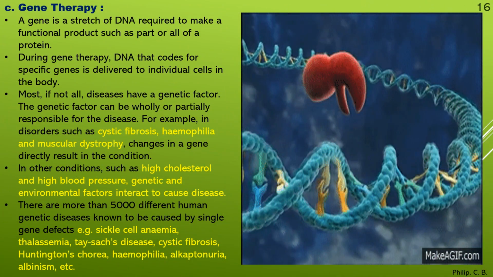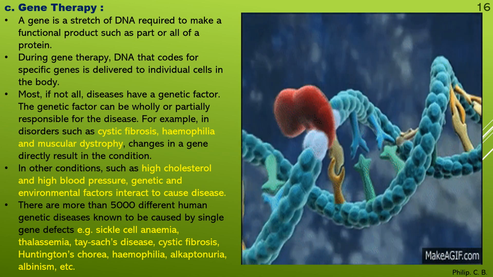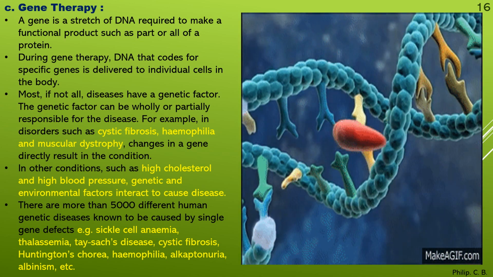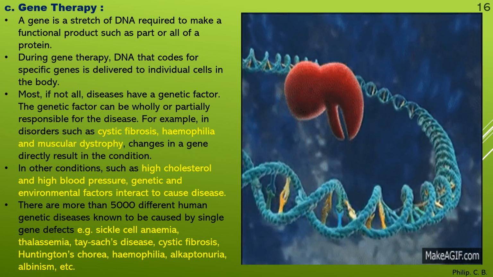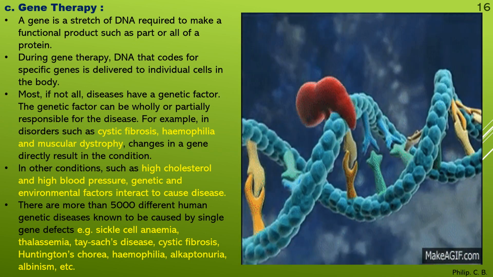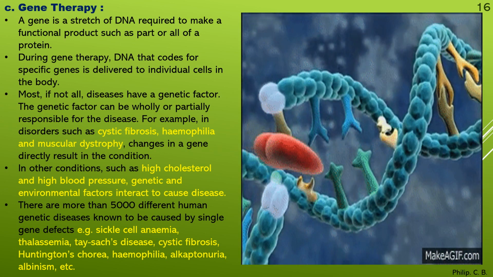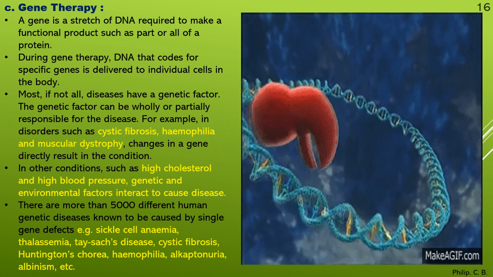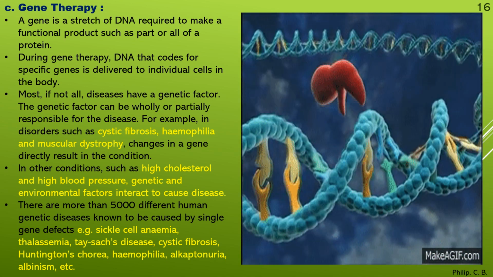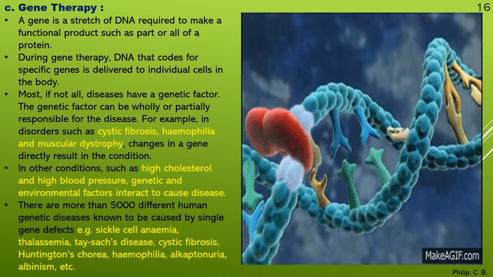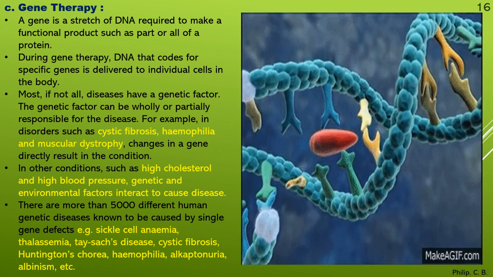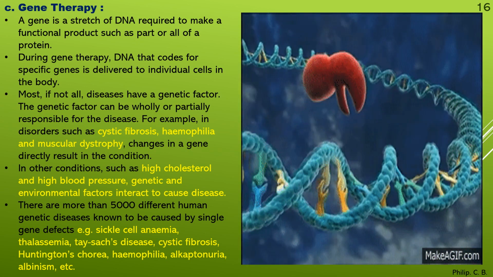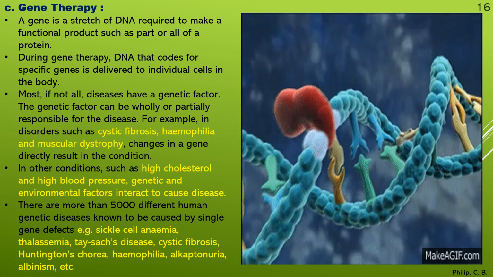Further, coming to the third part, gene therapy. Again, see the image, how the particular gene, particular DNA, particular part can be identified and the gene therapy can be carried out. Again, coming to the point, a gene is a stretch of DNA required to make a functional product such as part or all of a protein. During gene therapy, DNA that codes for a specific gene is delivered to individual cells in the human body.